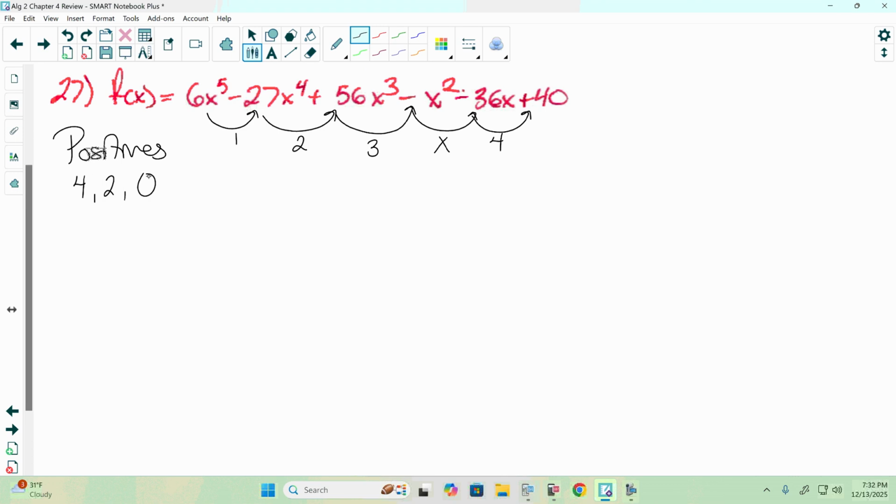So 4, 2, and 0. We just subtract 2 until we can't. Because if we subtract 2 from 0, we have a negative. We can't have negative amounts of positive zeros.